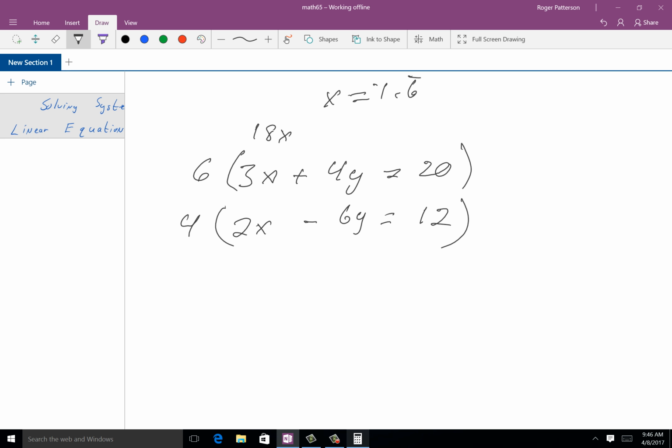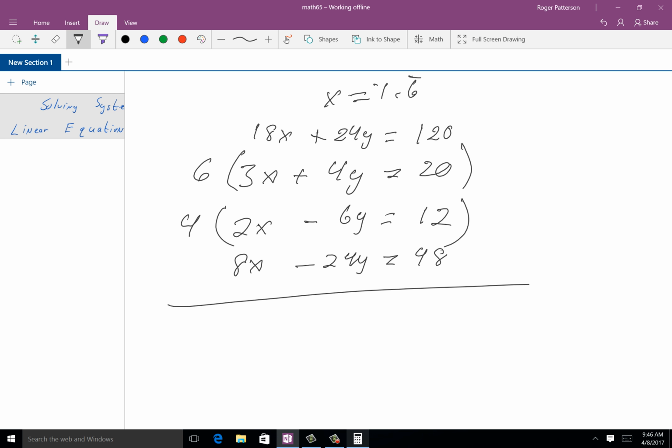So this time, I'm going to get 18 and 24 and 120. And this is going to be 8. And this is going to be negative 24. And this is going to be 24. Or no, 48, sorry. 48. Okay, and I'm not going to worry about big numbers because I've got calculators. I can even use a calculator on my phone if I want.